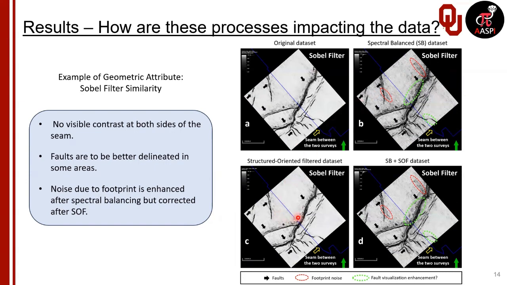That is something that is improved with SOF. We can see that the image is much clearer, and then we have the combination of both. Something that is really cool is that with spectral balance, we are seeing some small features parallel to the fault, small faults and discontinuities, that spectral balance is helping us to see.